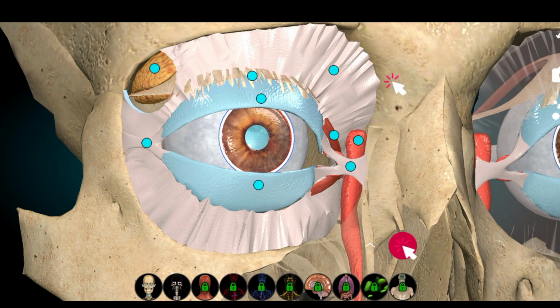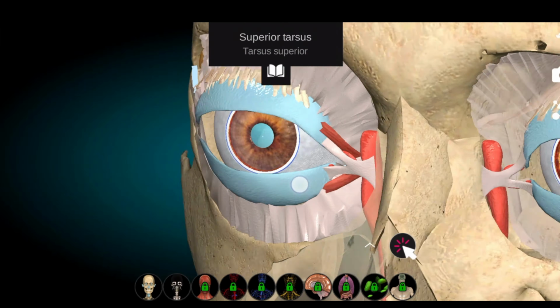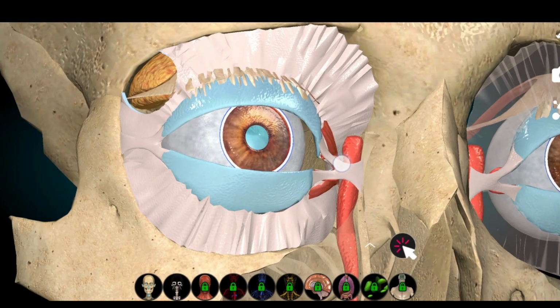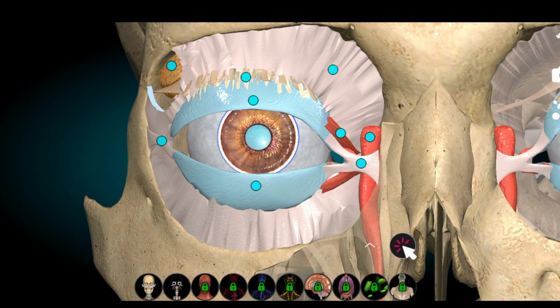Now here you can see a graphical model of the eye, and this is the overall eye structure. Now we'll be going into detail of every structure.